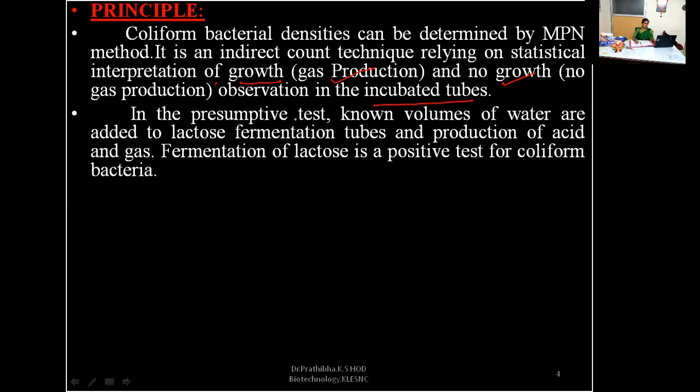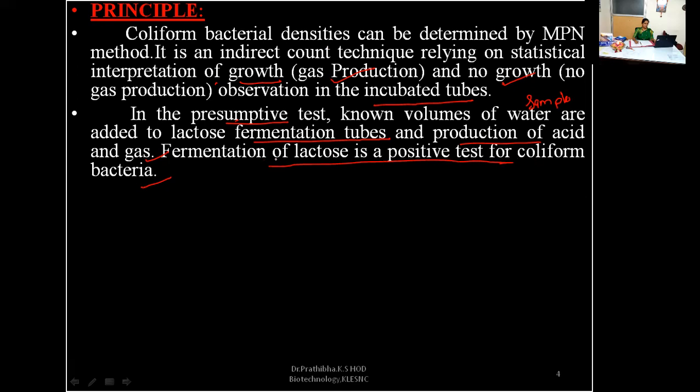As I told you in the previous slide, in this experiment we have three stages. First is the presumptive test. In this presumptive test, known volumes of the water sample you want to test are added to lactose fermentation tubes, and production of acid and gas can be observed if positive. Fermentation of lactose is a positive test for coliform bacteria. If fermentation occurs, that is the positive test for coliform bacteria.